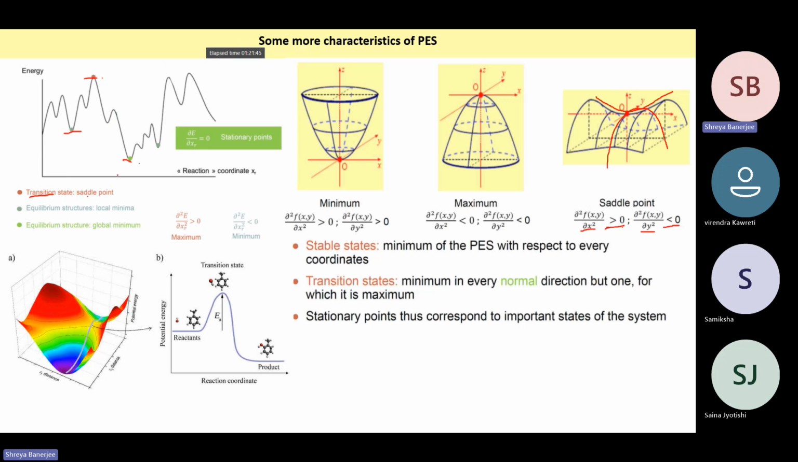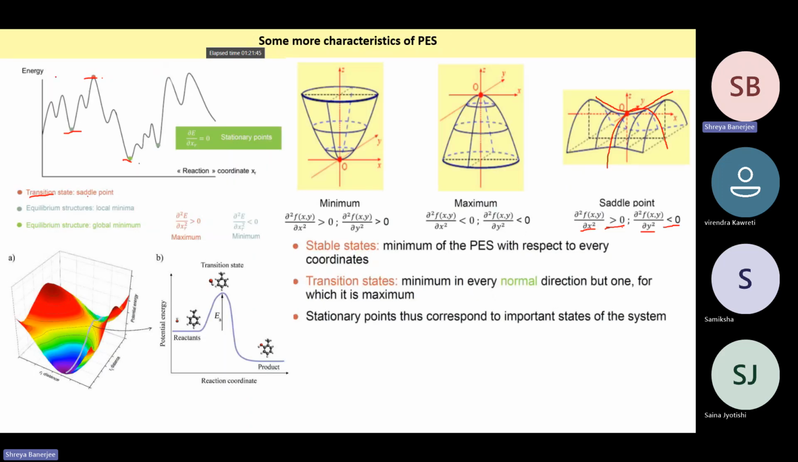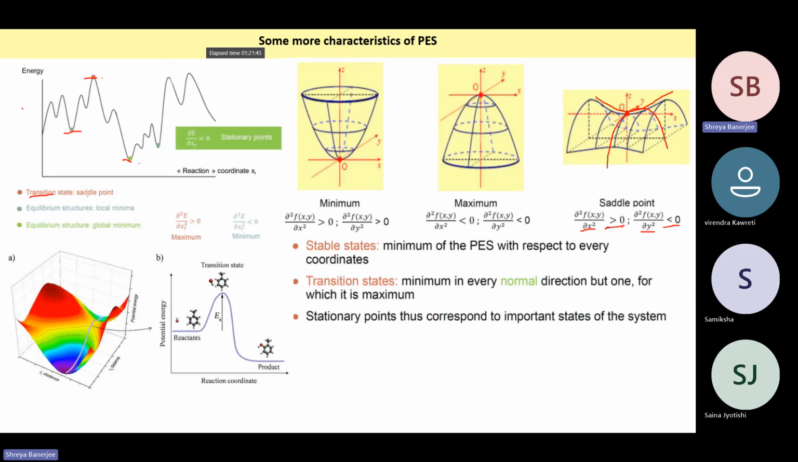So the slope will help find these transition points, and after that we can do the double derivative to find out which is the local and global minimum. So this is the method of energy minimization. This is basic. One method is that you go from beginning to end, you go through the entire landscape, but that takes too much time.